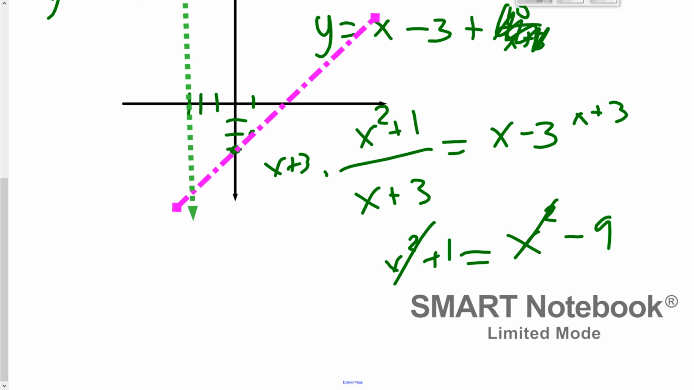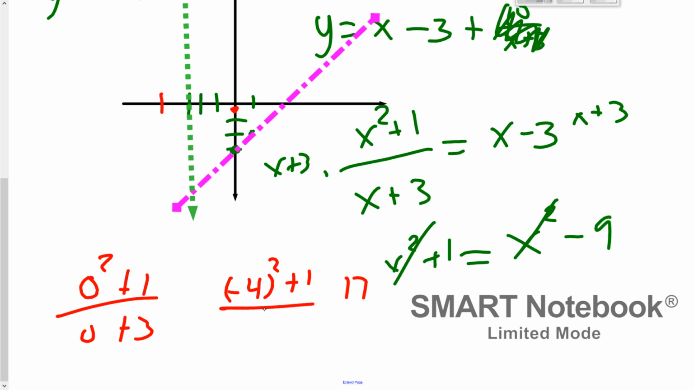Okay, so now we can plug in points. How about we plug in 0 and see what we get? So let's plug in 0 into our original. 0 squared plus 1 over 0 plus 3. So we get 1/3. So maybe somewhere right there. So I could really just stop right there on the right. Then I would just need to plug in, say, negative 4. Negative 4 squared is 16. 16 plus 1 is 17. Negative 4 plus 3 is negative 1. So 17 over negative 1.